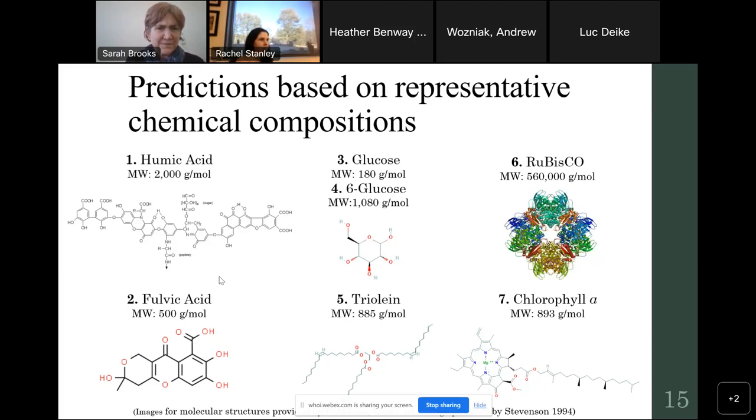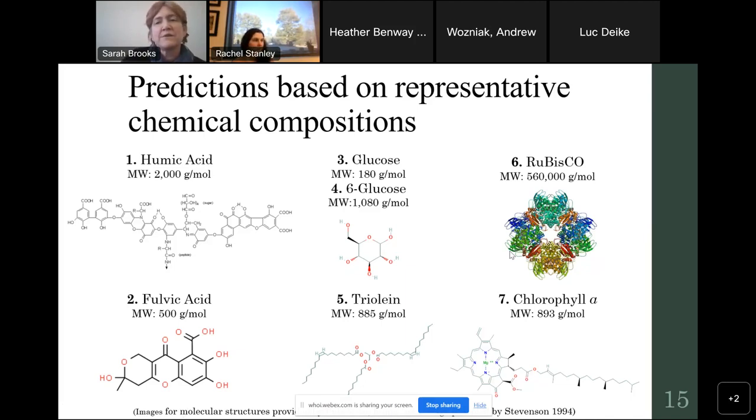What's important here, and this may be unsurprising, is the enormous range in molecular weight. We go all the way from glucose, where you have a unit as small as 180 grams per mole, up through these larger materials to Rubisco, which has a molecular weight of 560,000 grams per mole.